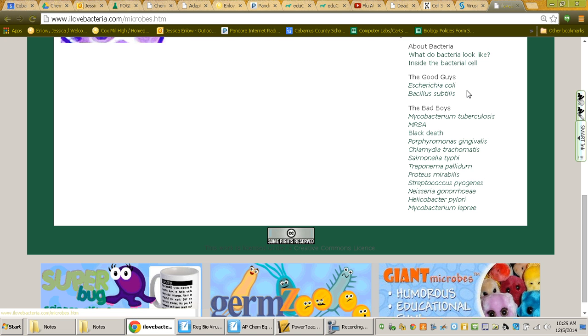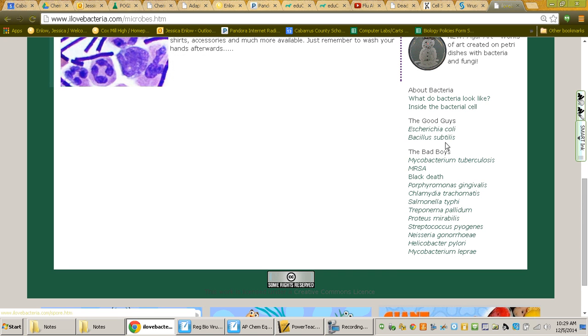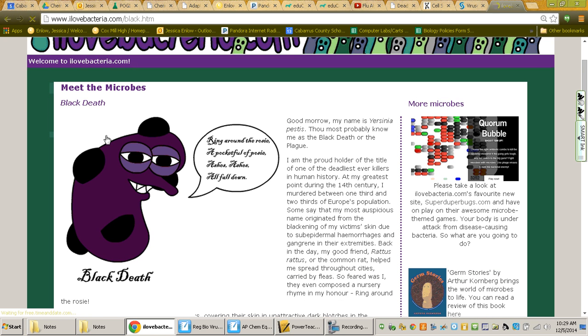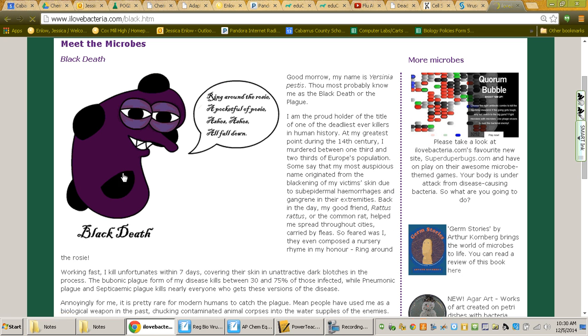This is something that you want to look at, okay? On the side, it says good guys and bad guys, and then you can choose a couple. So, for example, the Black Death, there are some cute little images of this.